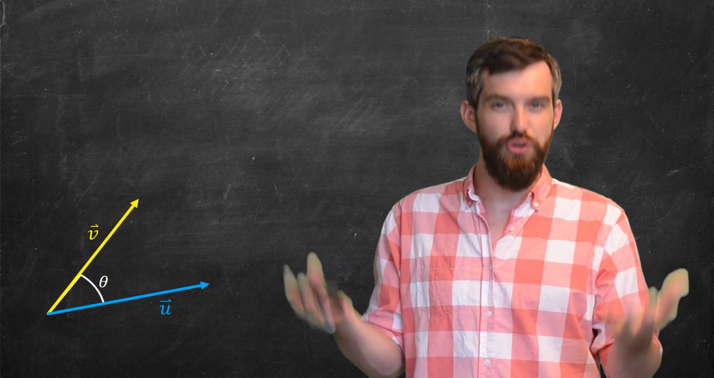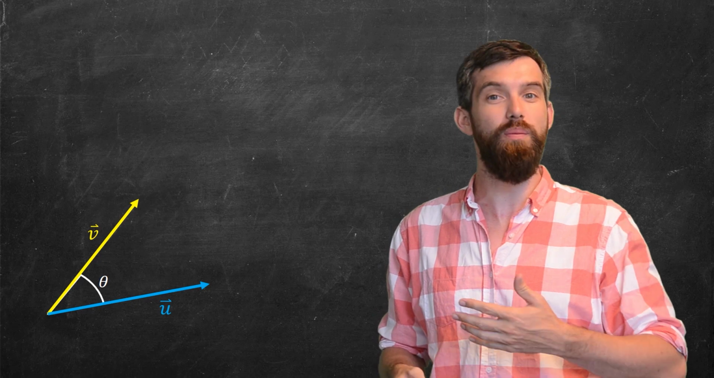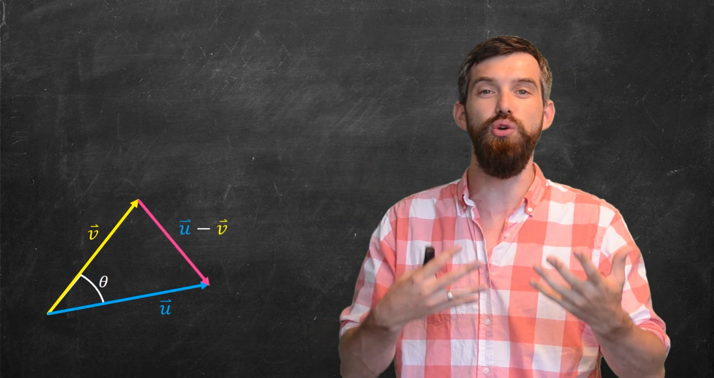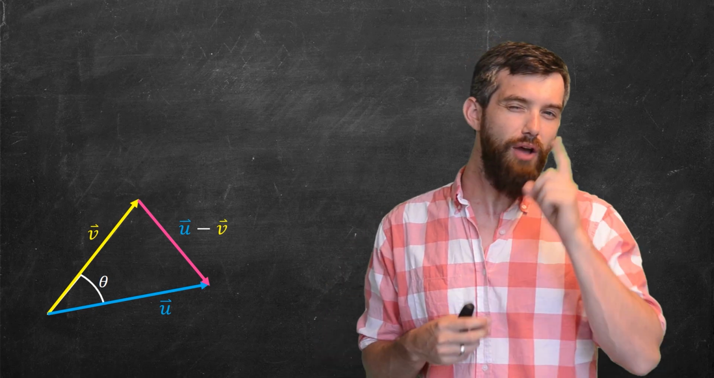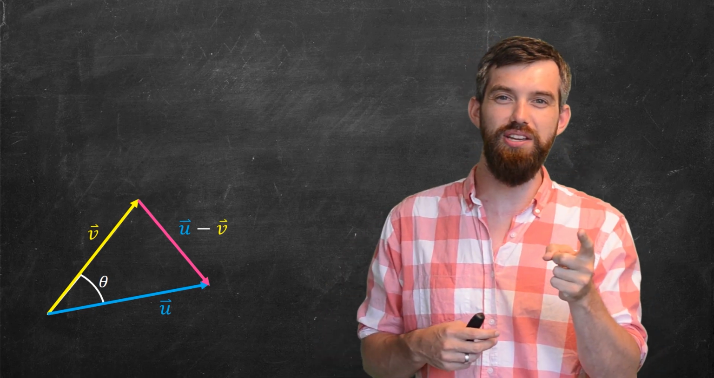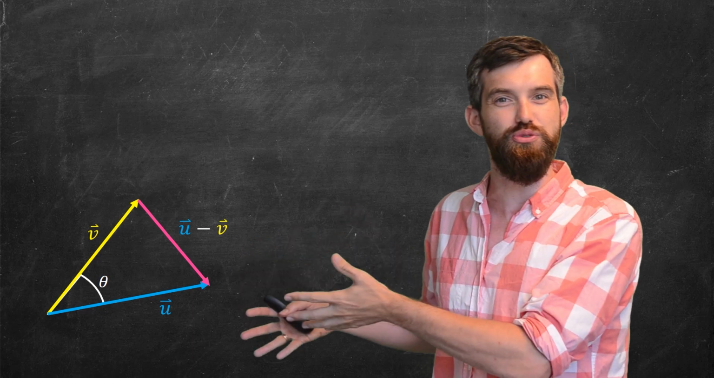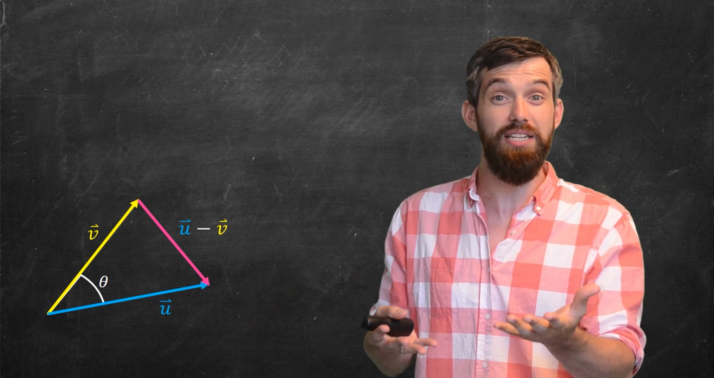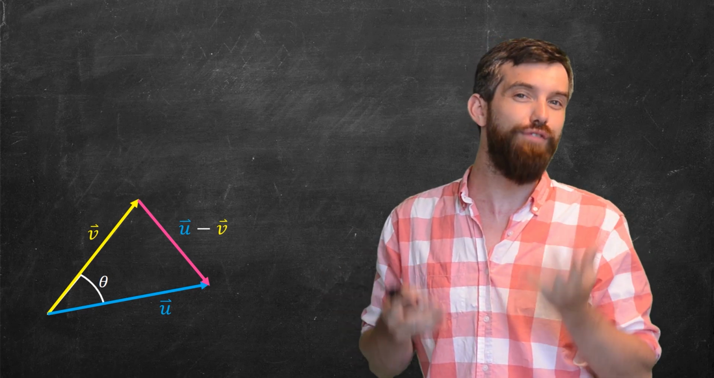Now, whenever I have two vectors joined in this way, they actually form a triangle if I consider the third side to be the vector u minus v. And now that I have it as a triangle, I can use rules from geometry. In particular, I can use the cosine law. So the cosine law applies to triangles, and it says the following.